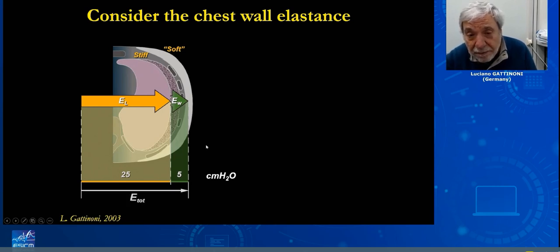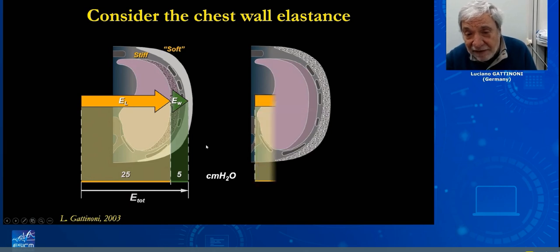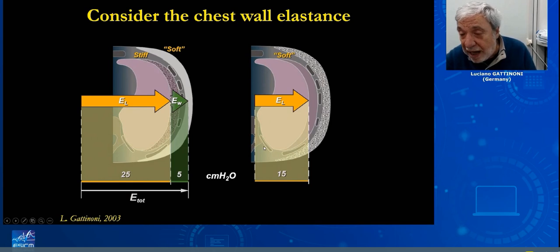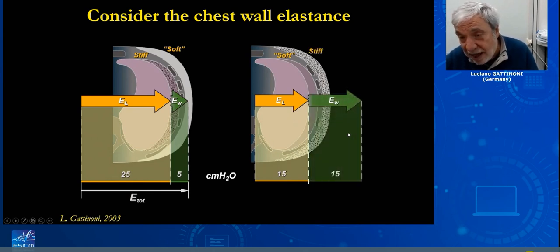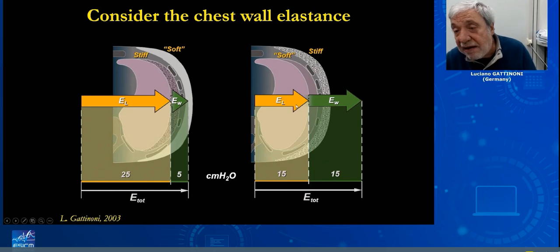Now, let's see, I have another lung. I use 15 to move the lung. It's softer, but the chest wall is stiffer. I use 15. The elastance total is 30. This is what I read in my airway pressure. But the effects on the lung are completely different.